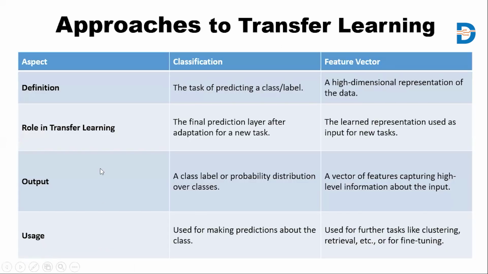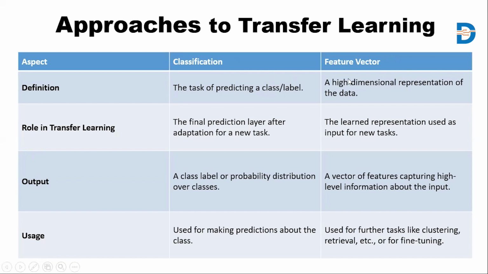Now, what are the approaches for transfer learning? Either we can do classification or use the feature vector. What is the definition of classification? It is the task of predicting the class or label. If I want to classify images, let's say cat and dog, then in transfer learning with the classification approach, my model will directly give me the output as either cat, the name of a class, or dog.